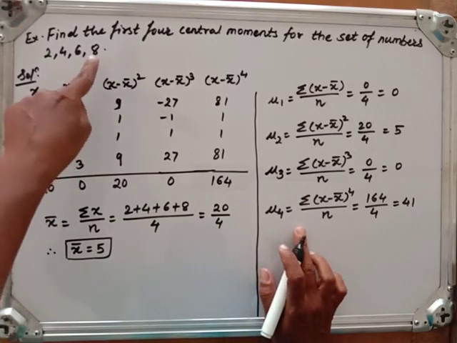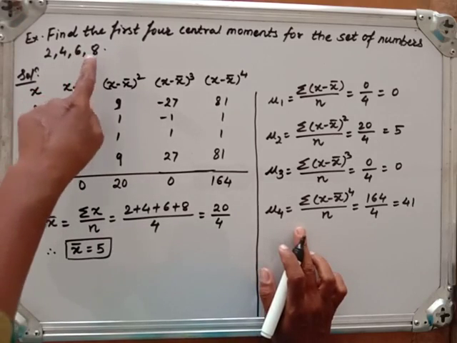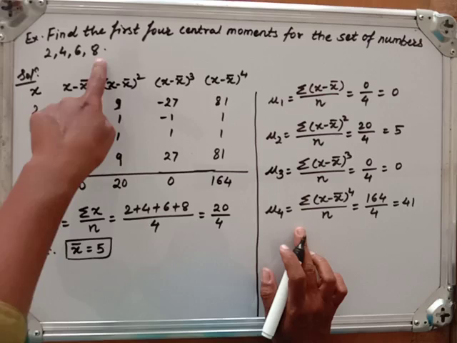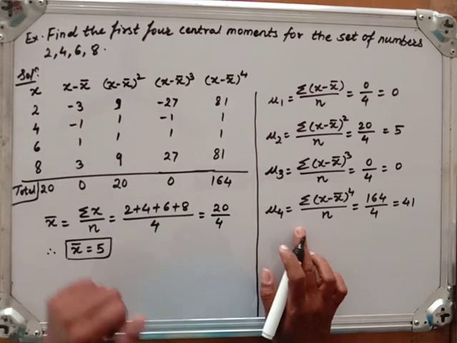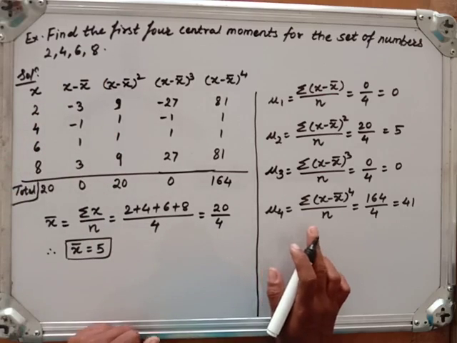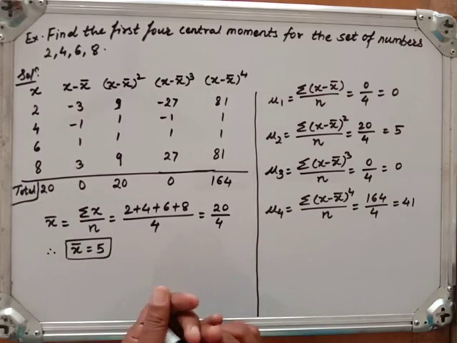Which type of data is this? This is the individual series distribution. That type of data is this. Fine. Now let us take the next example.